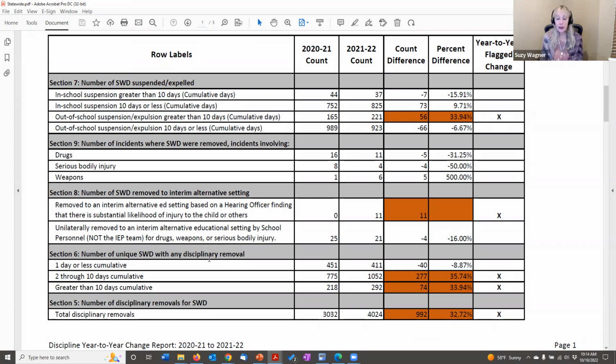So the conclusion here is that statewide, there's been an increase in the number of students with disabilities receiving disciplinary removals, and there's also been an increase in the total number of disciplinary removals.